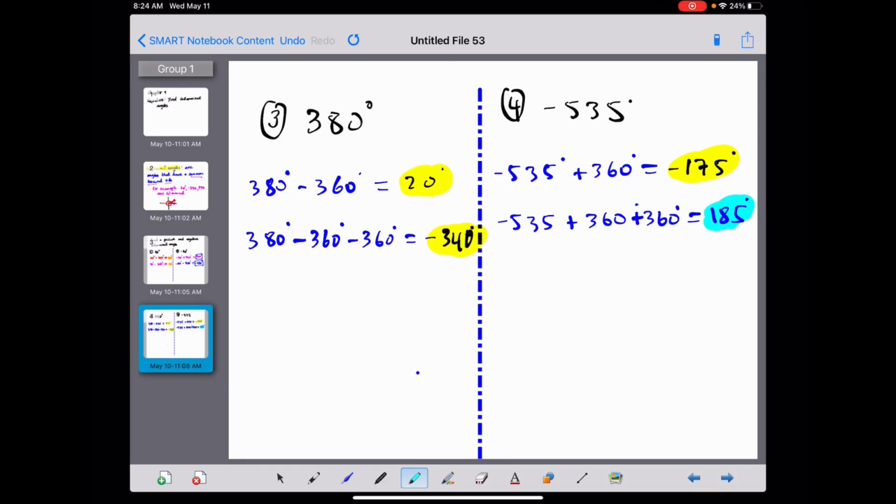Okay, so that's what we're trying to find. Notice the pattern: either you add one circle or subtract one circle. If it's more than one circle and positive, you subtract one circle, then you subtract two circles to get the negative. If it's negative and it's more than one circle, you add one circle and you get the negative answer, and then you keep on adding another circle, you get another positive coterminal. You see the pattern? Hope you see the pattern.